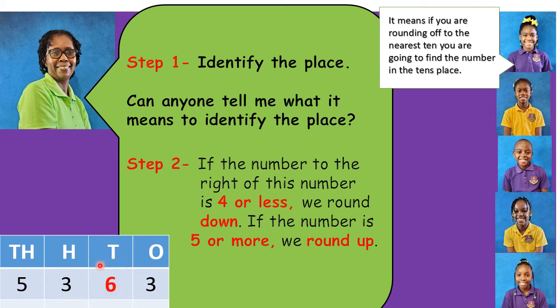So we find the number 6 in the tens place. If you want to circle it or underline it, you can do that. So we have identified the place and we have found our number. Now step 2 says, if the number to the right of this number is 4 or less, we round down. If the number is 5 or more, we round up. So now we are going to look at what it means to round down and round up. All right?